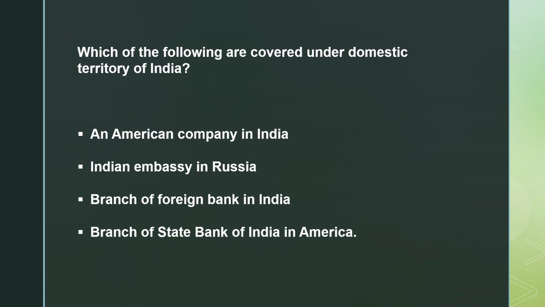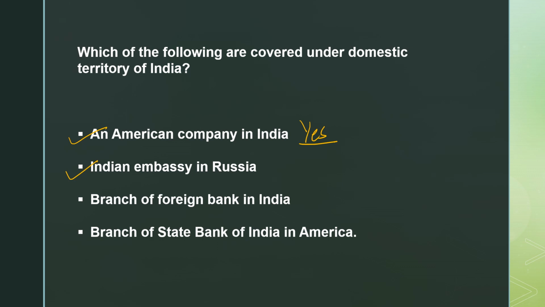Now, which of the following are covered under the domestic territory of a country? First, an American company in India. Do you think an American company in India would be part of the domestic territory of our country? So the answer is yes. An American company would be considered as domestic territory of our country because we do not need special permission to enter this company. So that is why it would be considered as domestic territory. If it were an American embassy, an American consulate or a military establishment, then it would not be considered as domestic territory, but as it is only an American company, it would be considered as domestic territory of our country.